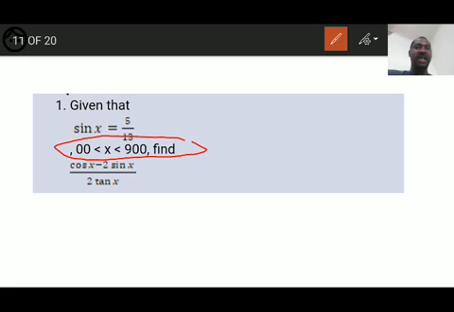But when we are dealing with angles between 90 and 180 degrees, sine will be positive, cos will be negative, tangent will be negative. Please do not forget that. So we are going to apply the same thing here.